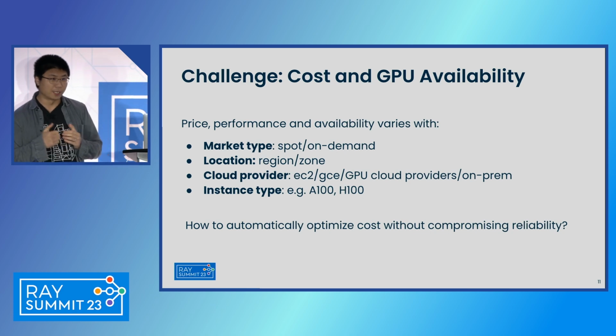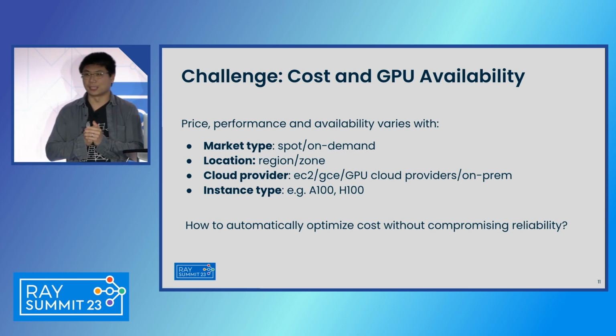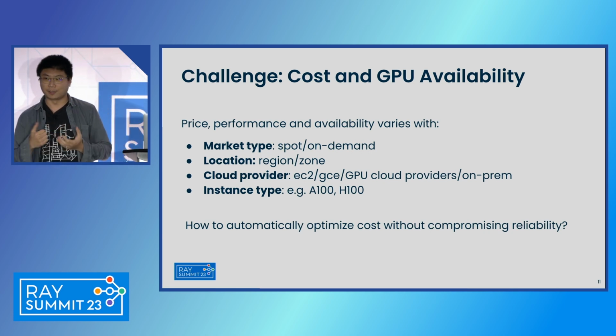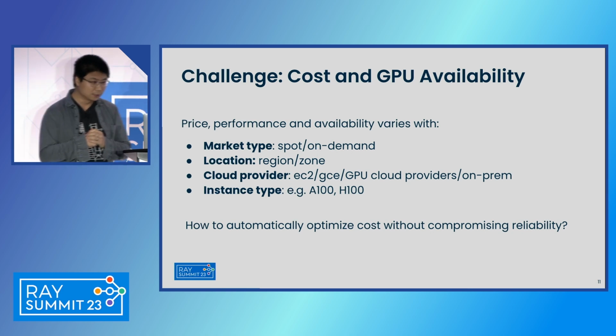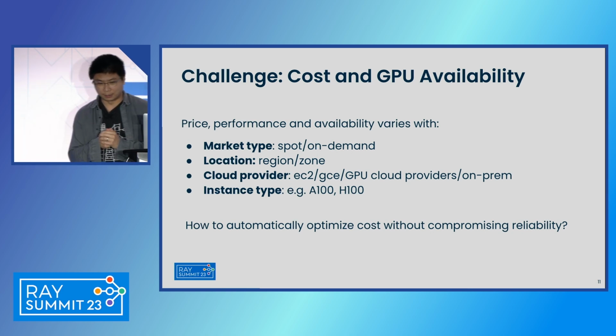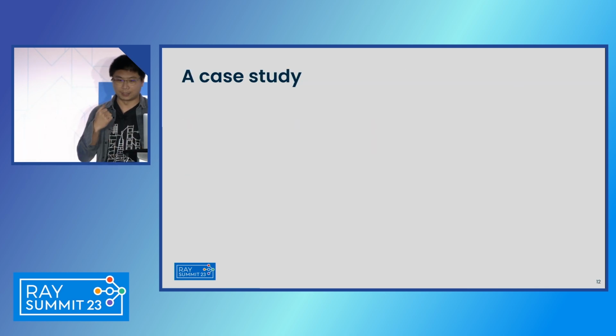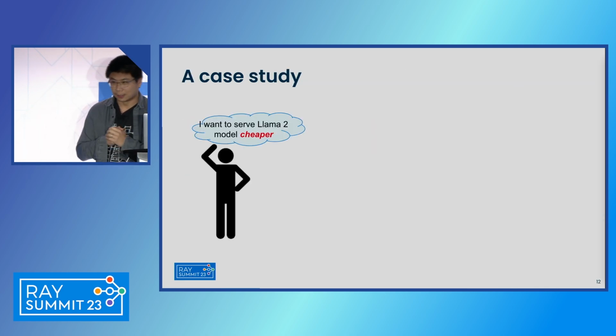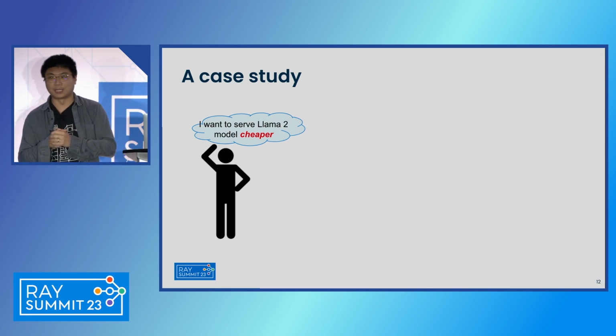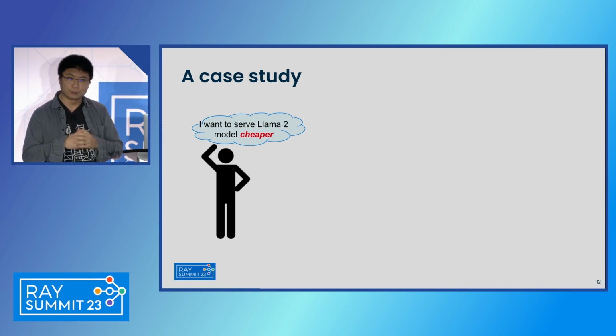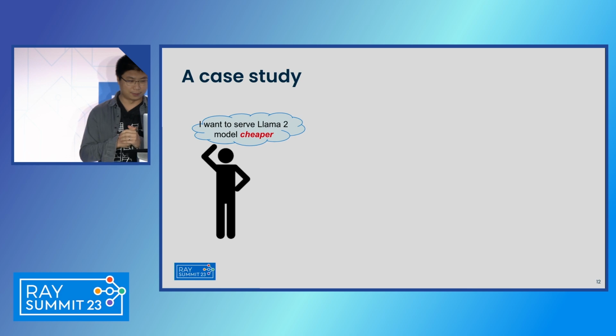So Anyscale provides you different kinds of preferences for the intelligence. One thing is you can say, I want to optimize the cost. Another thing you can say, I want to achieve the highest performance to finish my job as soon as possible. So today, let's focus on a case study about how we can optimize the cost without compromising the reliability. So here, as a customer, I want to start my Llama 2 serving model to serve LLM online. And I want to do it as cheap as possible.